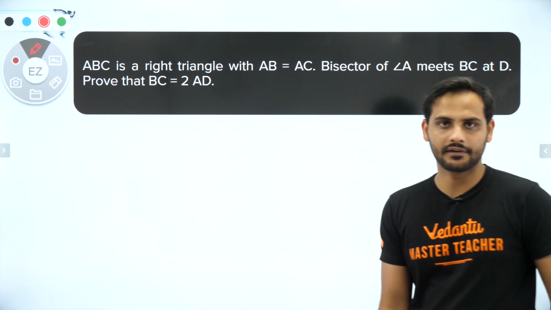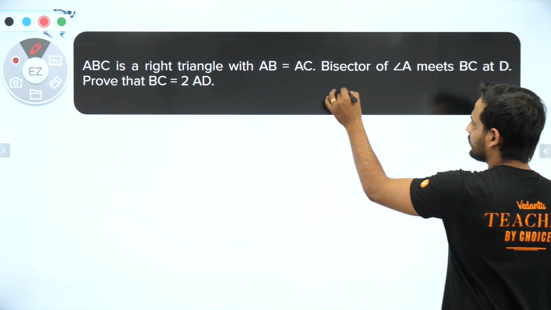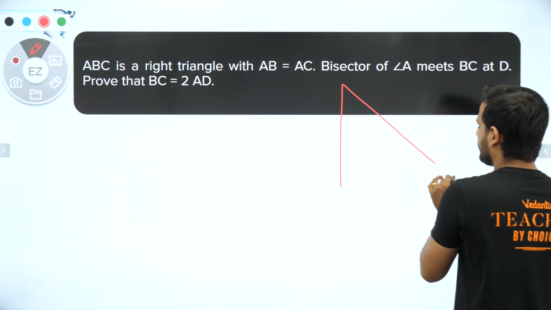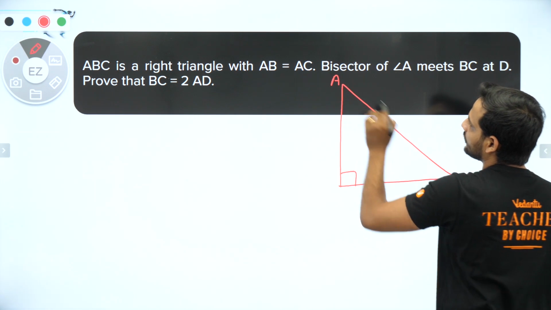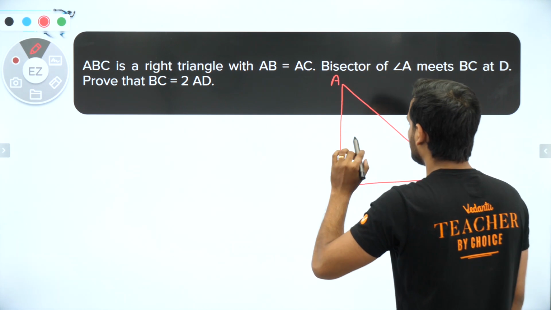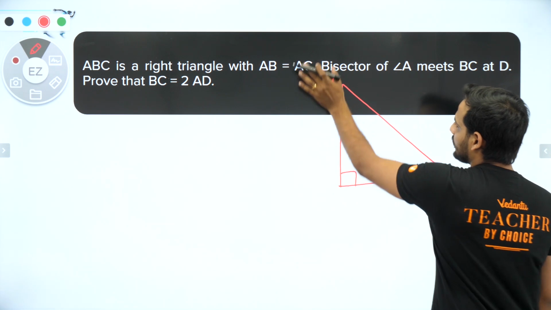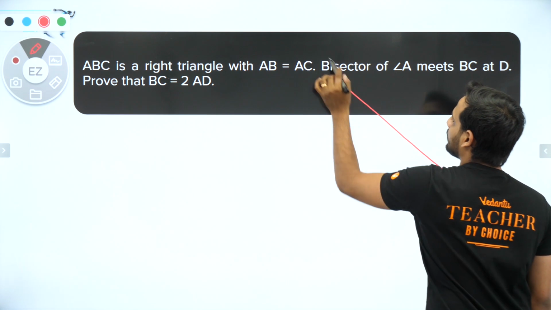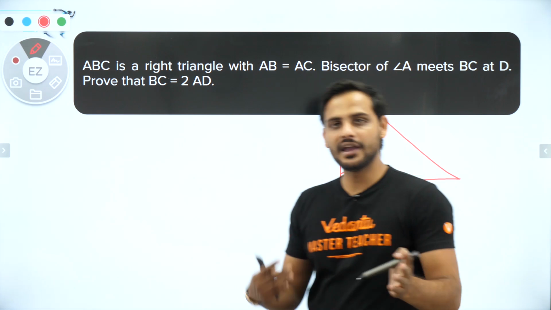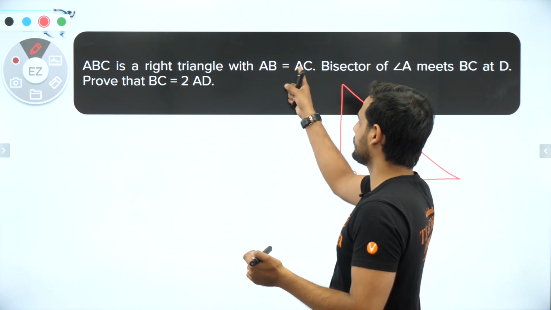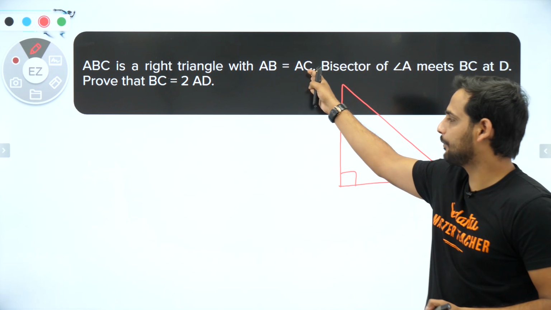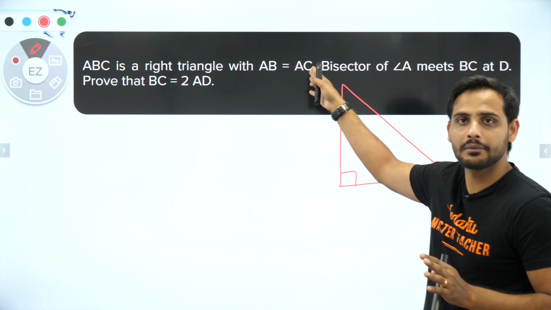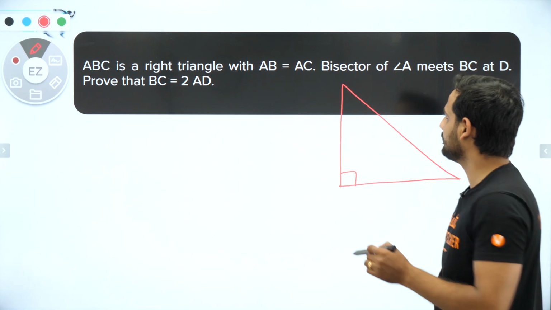ABC is a right angle triangle, right? So let us say this is your ABC and it is your right angle triangle, with AB equal to AC. Now I know that the hypotenuse is always the largest side. Base and perpendicular can be equal. So one of them is base, one is perpendicular. If AB is base and AC is perpendicular, then my hypotenuse will be side BC.